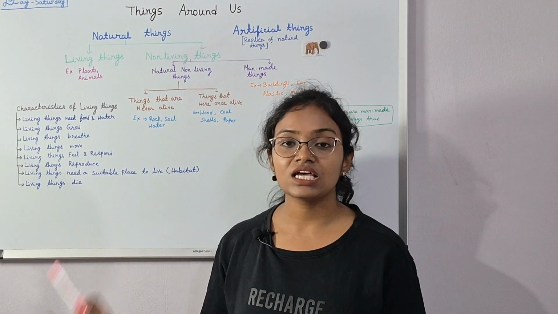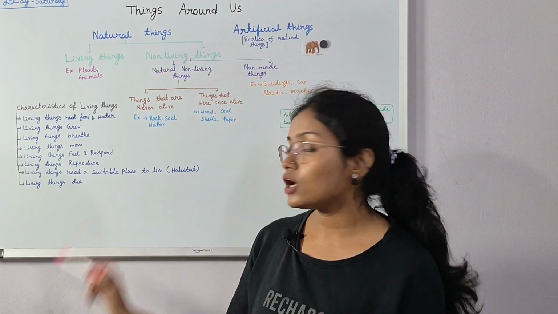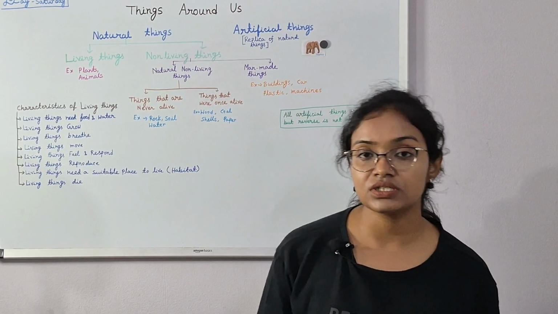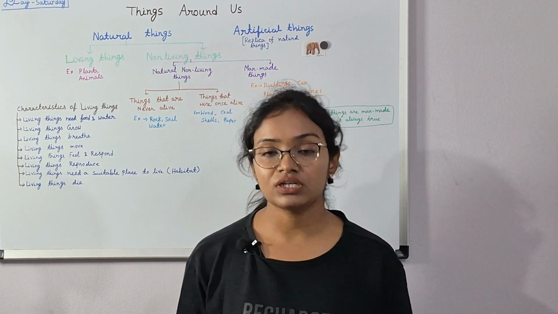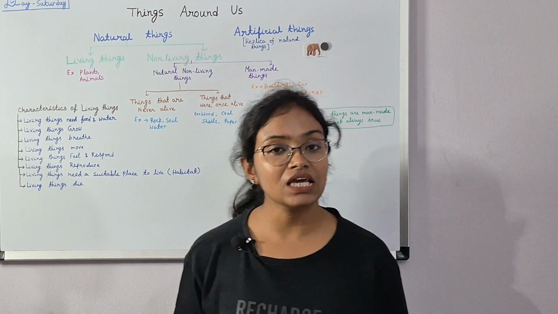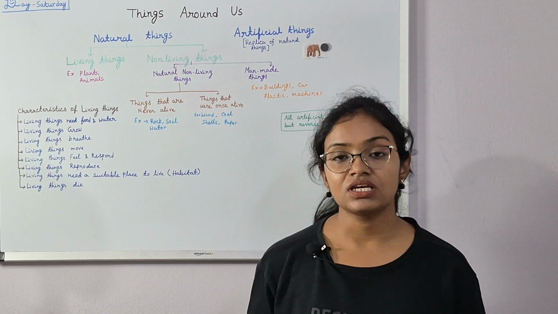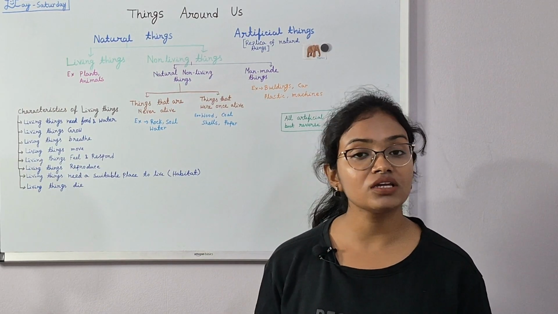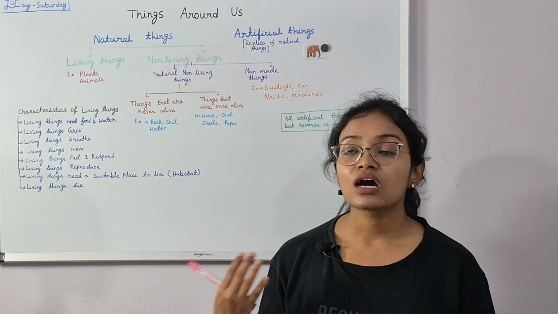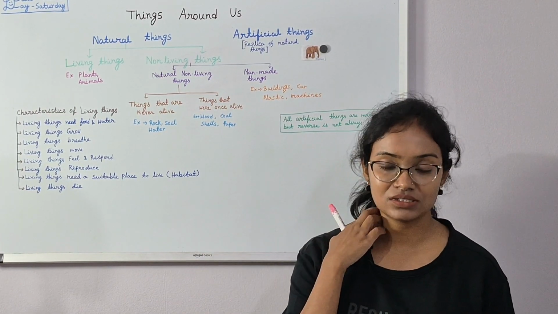Reproduction by seed, examples are papaya and tomato, and reproduction by vegetative parts, examples are potato and carrot. By laying eggs, the examples are insects and birds, and by giving birth to their young ones, examples are cow, goat, humans, like that. So many examples are there.